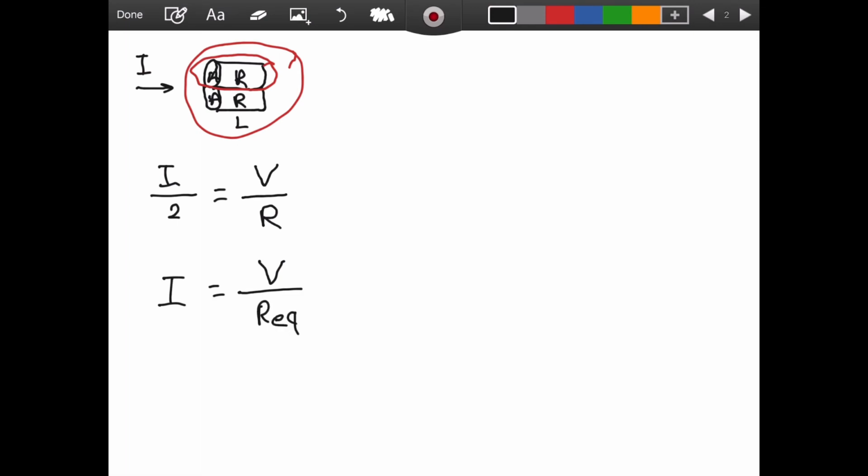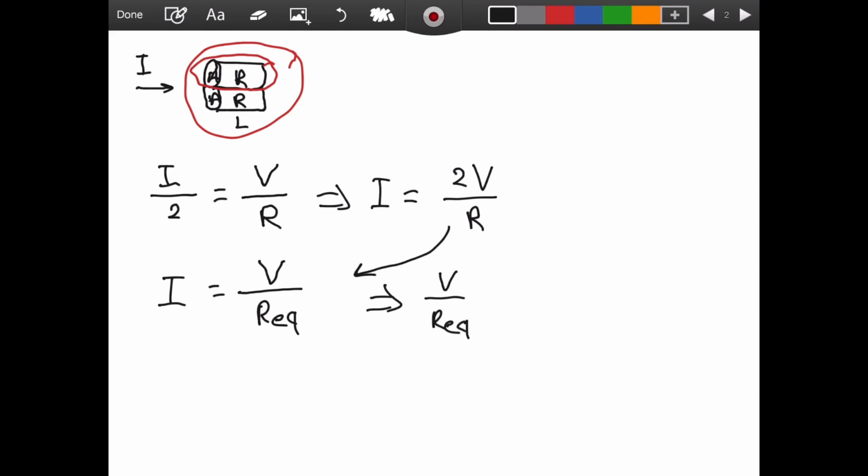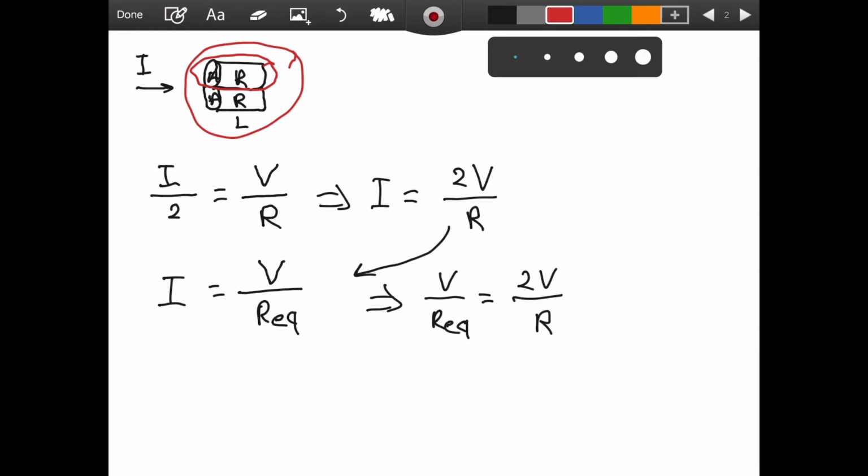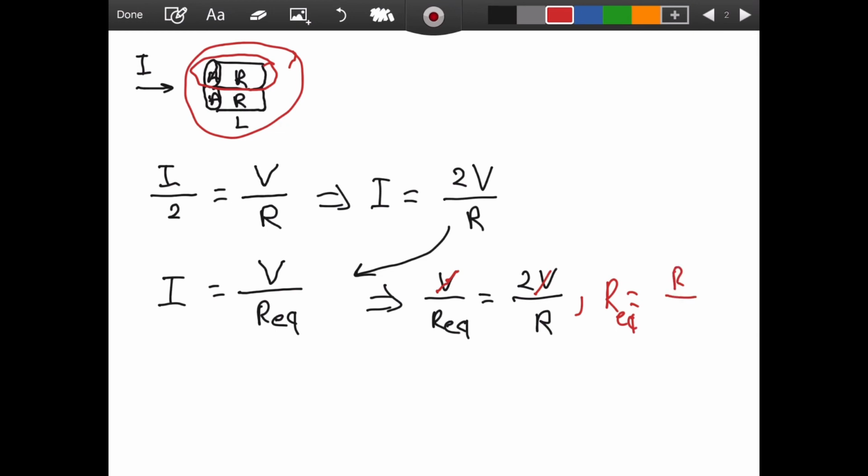Alright, so if we combine the two equations that we see, using the first one, I is equal to, if we multiply both sides by 2, 2V divided by R. So if we substitute it here, we will see that V divided by R equivalent is equal to 2V divided by R. You can simplify by V, so that you get R equivalent is equal to R divided by 2.